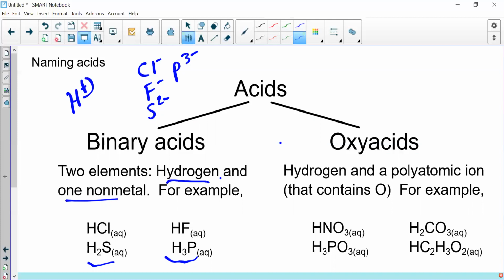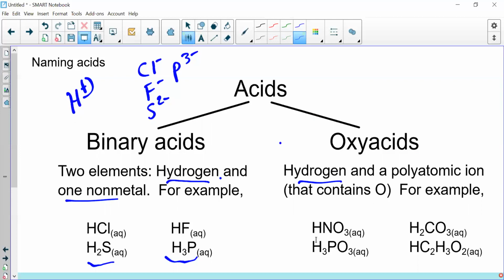Oxyacids are hydrogen and a polyatomic ion that contains O. I want you to take a sec and find your polyatomic ions list. You'll notice that the overwhelming majority of these contain oxygen. In fact, there's only a couple that don't. So for oxyacids, you can really think of it just as hydrogen plus a polyatomic ion. But technically, it does have to contain oxygen. There are a couple exceptions, and I'll address those at the end.